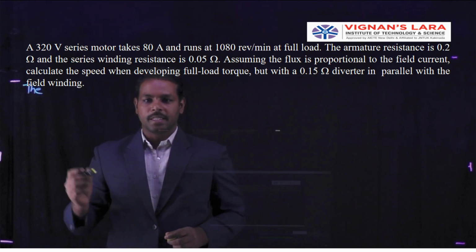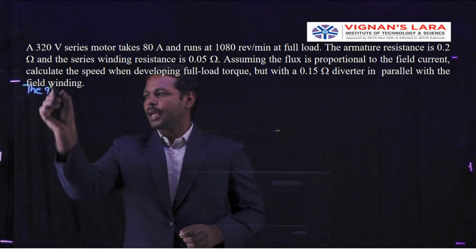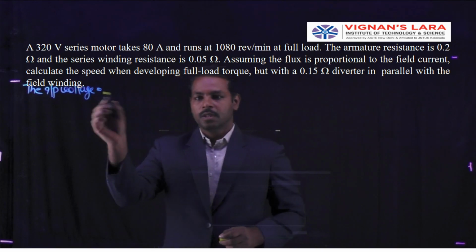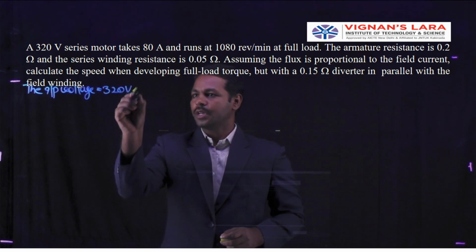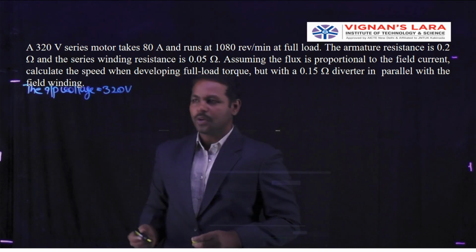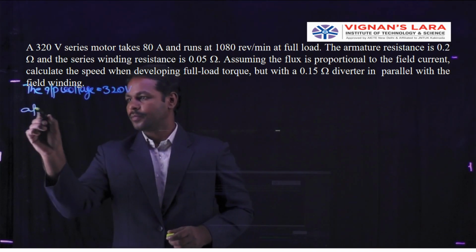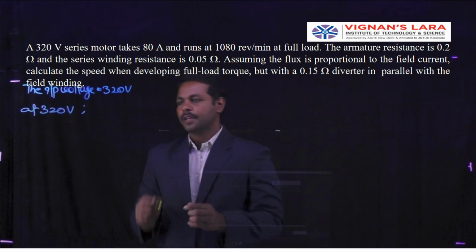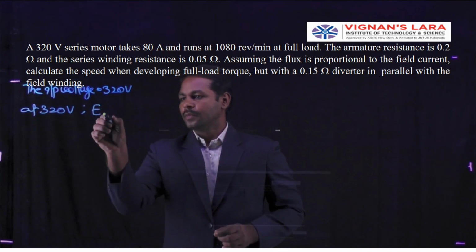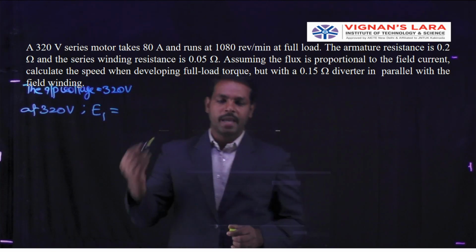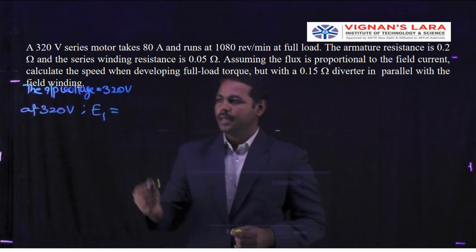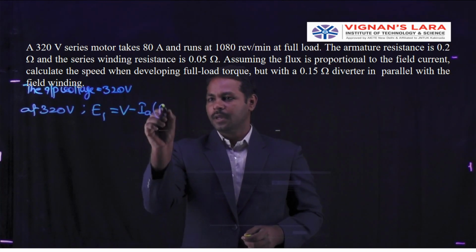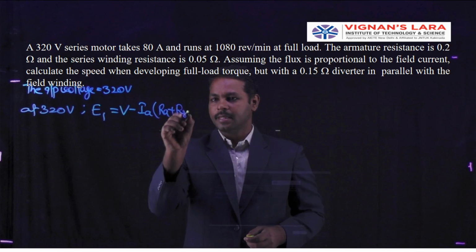First, the input voltage is equal to 320 volts. At 320 volts, we can find E1, the back EMF of case number 1. E1 is equal to V minus Ia times (Ra plus Rse).